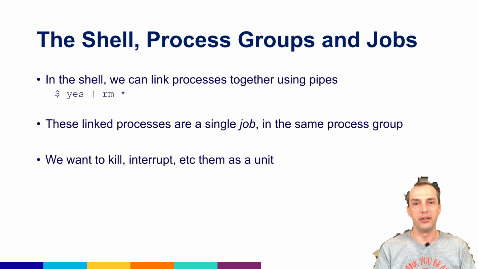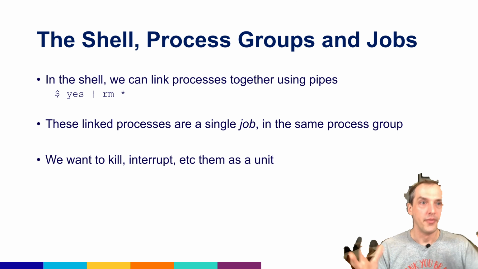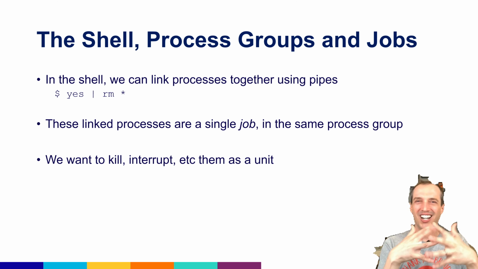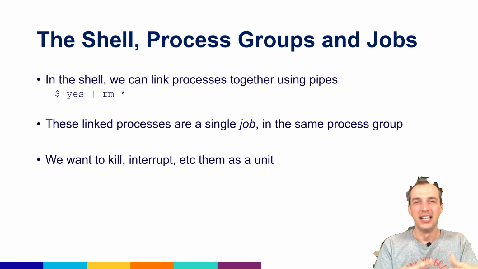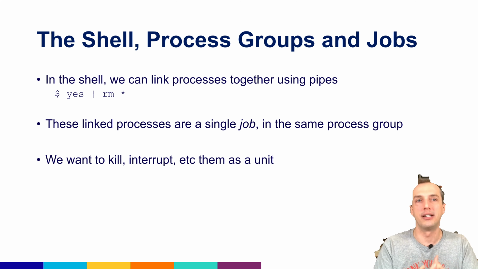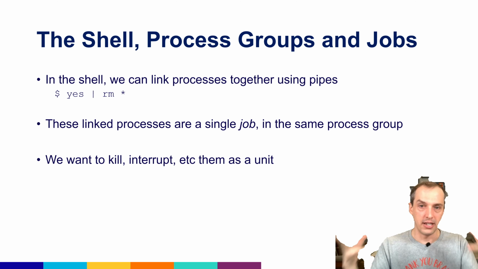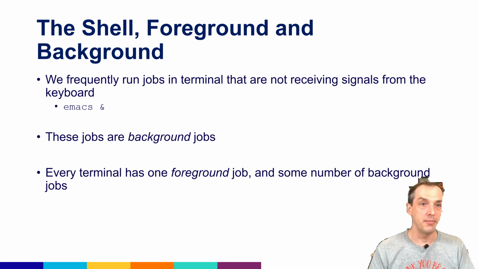Very, very powerful mechanism. But that gets represented in Linux by this concept of a job, where you have lots of different processes that are connected in some way. Like yes and rm here are two different processes. They're connected by standard in and standard out, but more importantly, they are a thing that a user wanted to do. They're a task, a job that is one big unit. Now we have foreground jobs and background jobs.